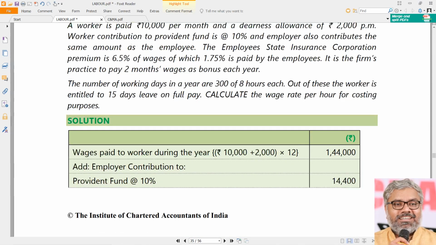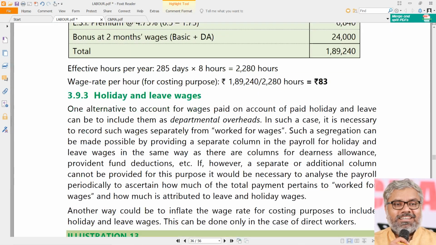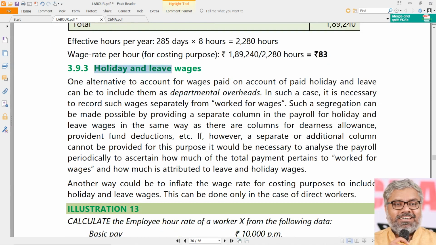This Illustration 12 we have already done, so no need to do it again. And what other things can the employer give? One more thing, like holiday and leave wages. Wages during the leave period can be given. Basically, the employee is not working, he is on leave, but still is getting paid, like leave with pay. So there will be certain cost incurred by the company without any productivity coming out of that time. So what should be done?